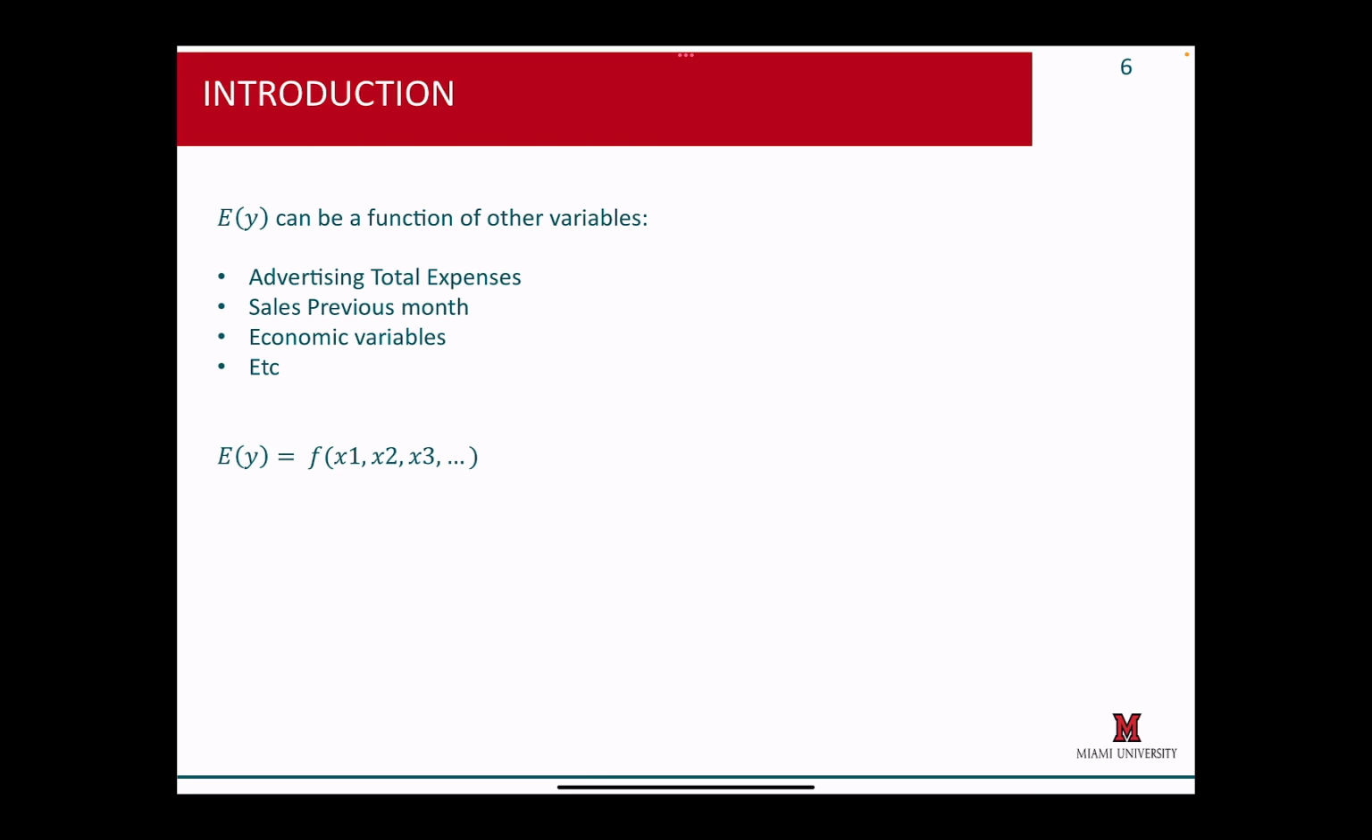So basically, to summarize, the expected value is what we are interested in getting the estimates for. And it can be a function of one variable, or it can be a function of multiple variables, like, for example, the advertising expenses, the sales the previous month, economic variables, economic conditions. So that expected value is going to be a function of one or more variables.